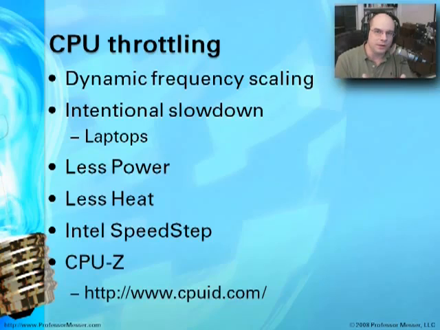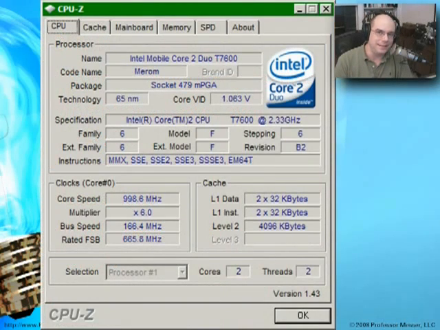If you want to see what your CPU throttling is doing, this is a great program to use called CPU-Z, and you can find it at cpuid.com. CPU-Z will give you a lot of detailed information about your CPU. This is a screenshot from CPU-Z. This is on my system that's running an Intel Core 2 Duo, and you can see the information about exactly how fast it happens to be running at this time.